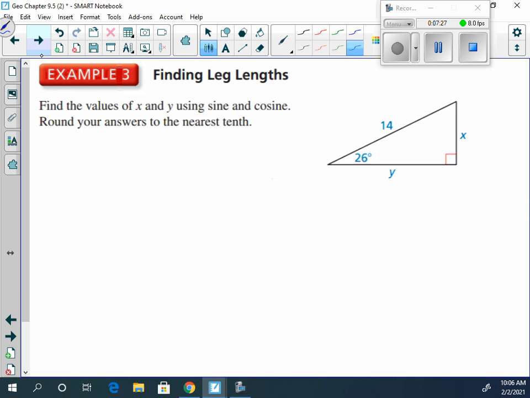Now, they gave us 26 degrees, yes? And they told us the hypotenuse is 14. They gave us an angle, and they told us the hypotenuse is 14. Now, let's just use sine. So sine of 26 degrees is equal to what over what? Sine is opposite over the hypotenuse. So what is the opposite side to our angle? x. And the hypotenuse is 14.